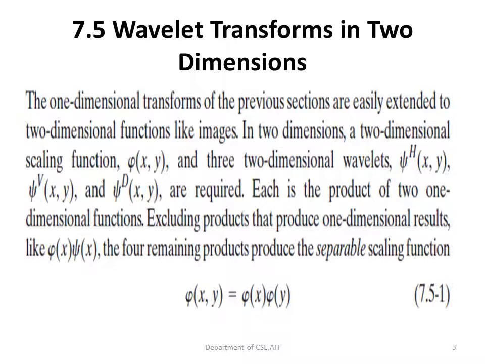In two dimensions, a two-dimensional scaling function phi of x, y and three two-dimensional wavelets, that is psi h of x comma y, psi v of x comma y and psi d of x comma y, are required. Each of them is the product of two one-dimensional functions. When we exclude the products that produce one-dimensional results like phi of x and psi of x, the four remaining products produce the separable scaling function, that is phi of x, y equals phi of x and phi of y.